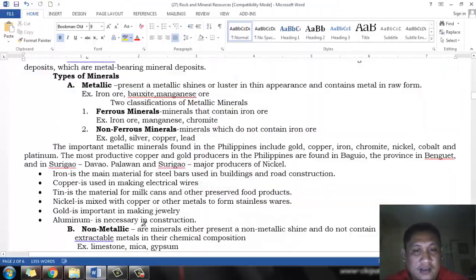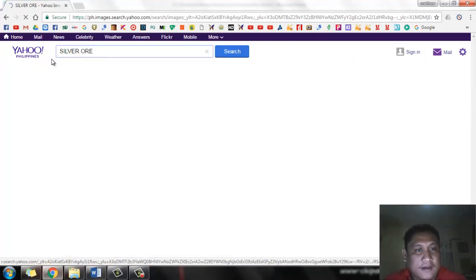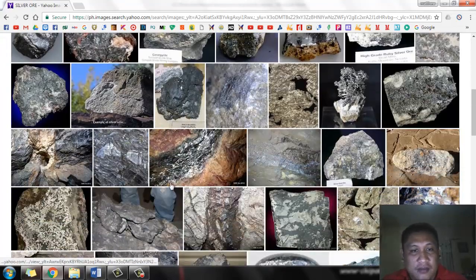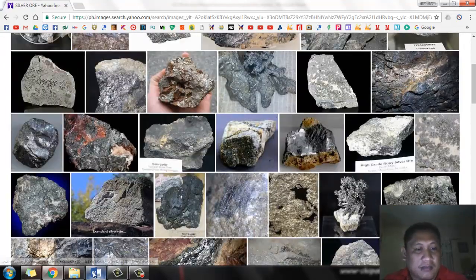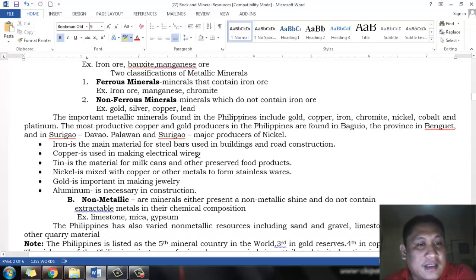See? So, let's look at copper ore or silver ore or lead ore. Try to see. Silver na lang. Silver ore. Silver siya ang color, no? These are mined by miners and they use this for their business because these are actually very expensive materials.